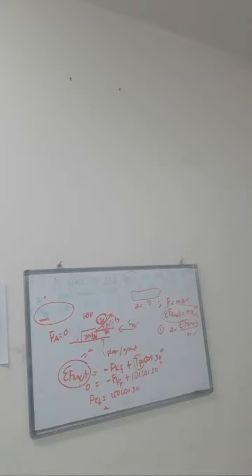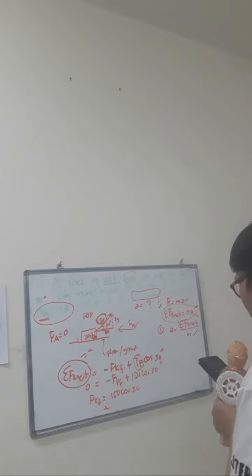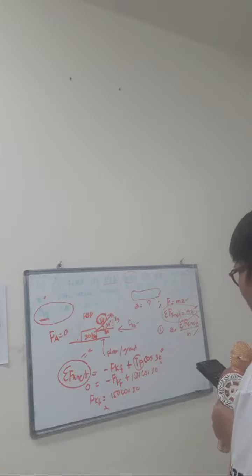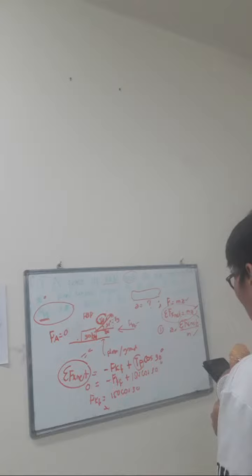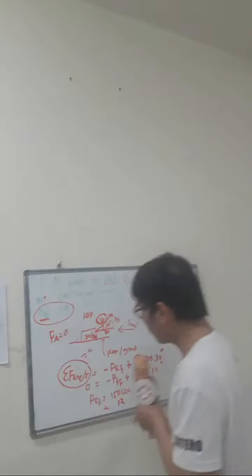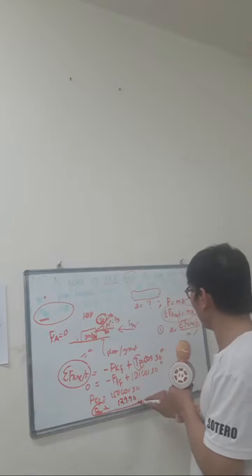How much? Okay, cosine 30 degrees times 150 is equal to 129.9 Newton, right? 129.9 Newton is our kinetic frictional force. So, that's a lot, guys. FKF, right? Okay.